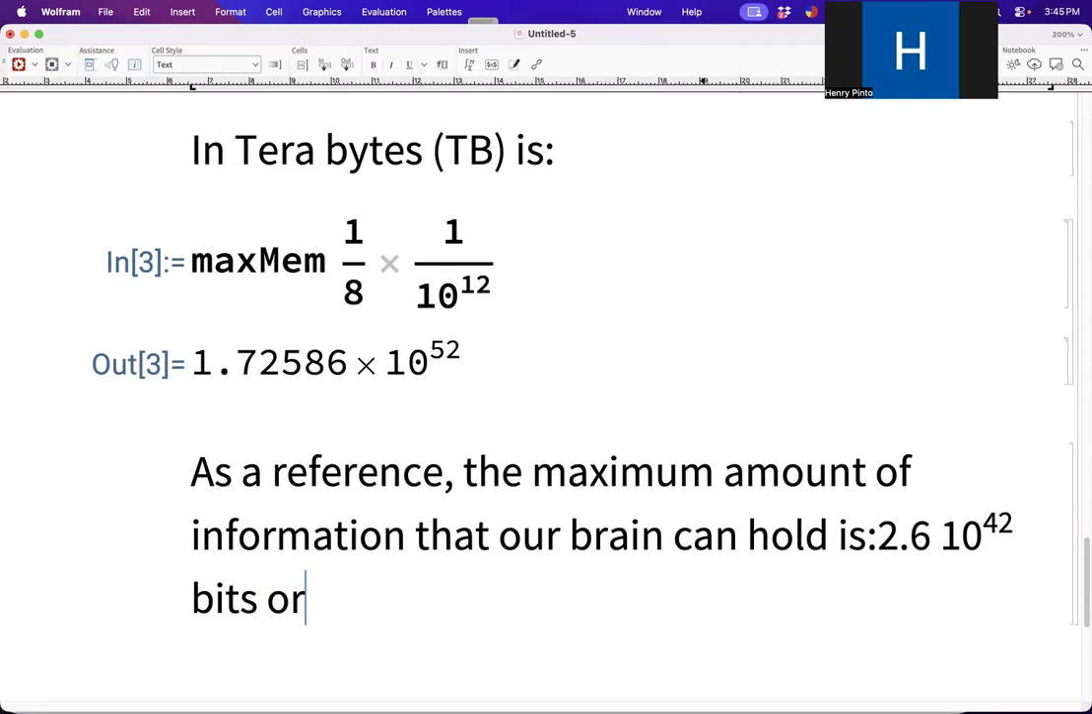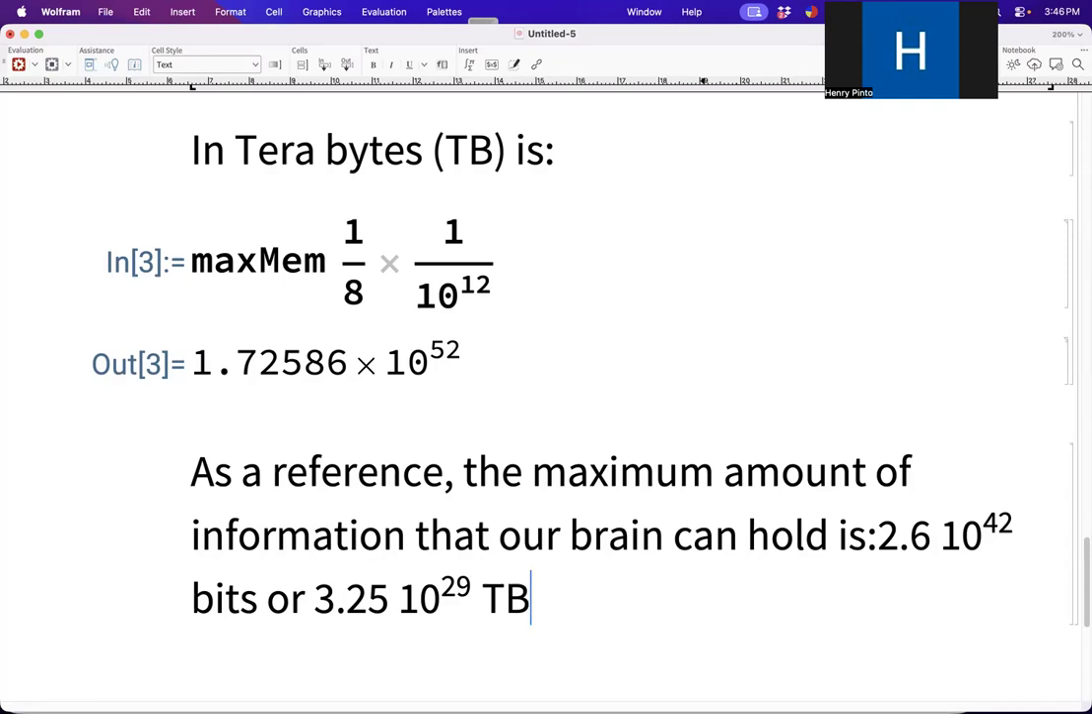Or in more familiar terms, 3.25 times 10 to the 29 terabytes. Now you see, it's approximated that the brain can hold this amount of memory. The question is, what is that memory? Remember, memory is everything we know, plus memories of smells and sounds and everything, right? So it's huge. So it makes sense.